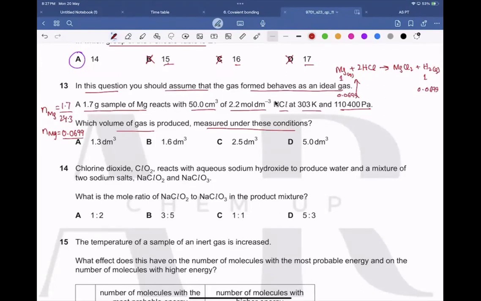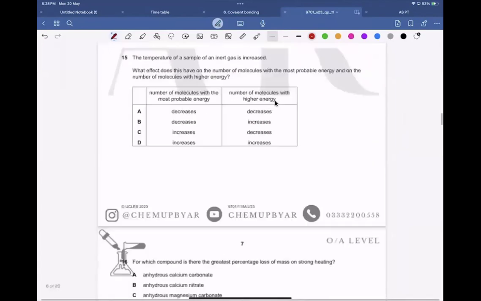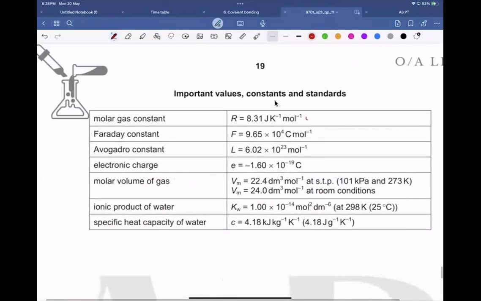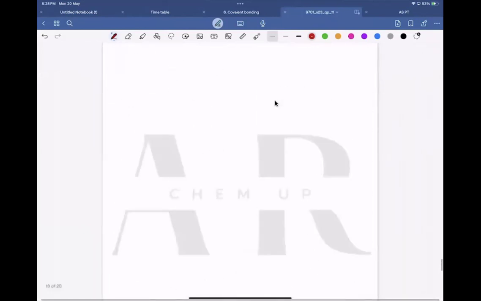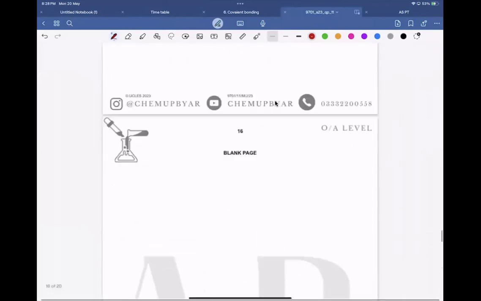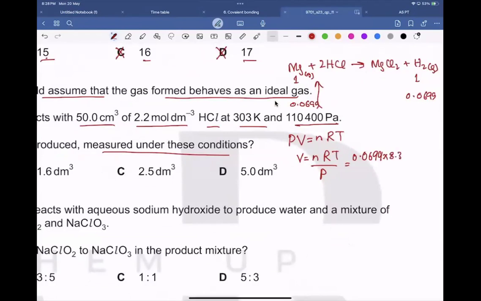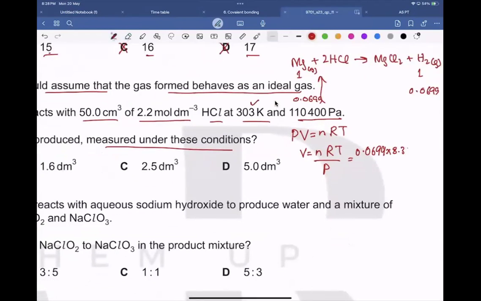Now, we are going to use the expression PV = nRT, where we have to find the volume. For volume, it becomes nRT over P. So remember, the moles are 0.0699 times R, that is the gas constant. And the gas constant, if you don't remember, its value is given over here on this page. This value 8.31. So 8.31, temperature is always taken in Kelvin. So they have given it in Kelvin. So times 303 over.